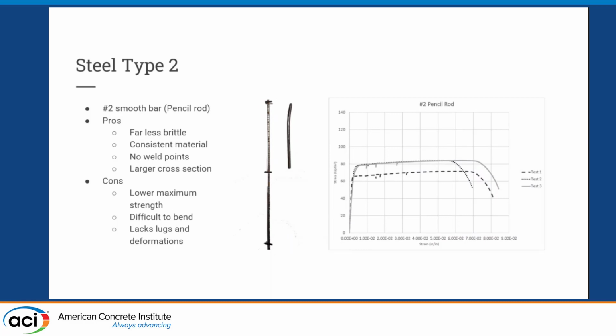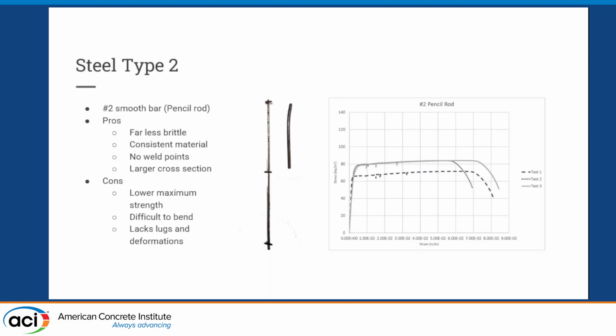The second steel type, and the one that we ended up going with, was the number 2 pencil rod. This had a lot of advantages. It actually was a consistent material which had no weld points. It was far less brittle and had a much larger ductile behavior. It also had a larger cross-section and was more accurate to the model we were going for. The cons were it had a lower maximum strength, and it was also very difficult to bend.